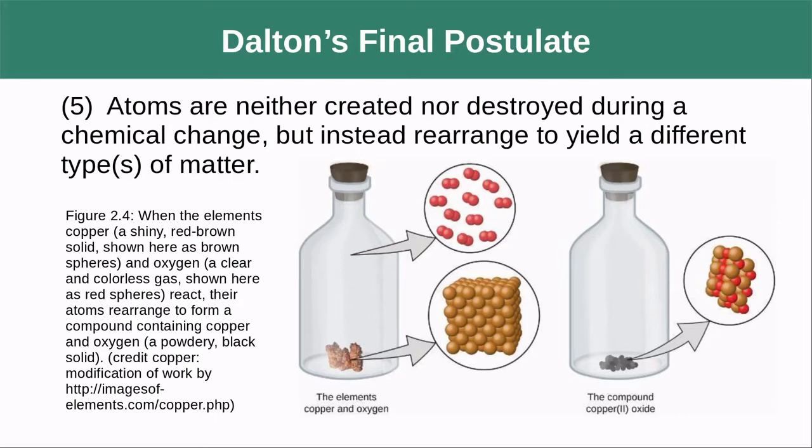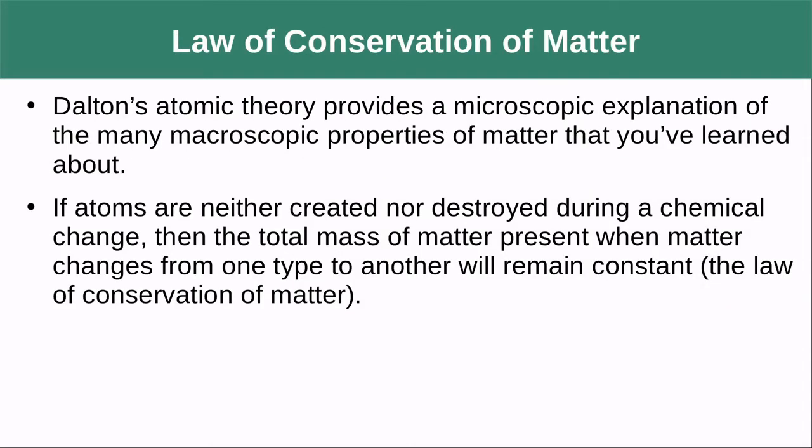The fifth postulate is that atoms are neither created nor destroyed during a chemical change, but they instead only rearrange to make different compounds. So Dalton's theory led to a very important conclusion here called the law of conservation of matter. If the atoms are neither created nor destroyed during a chemical change, then the total mass of matter present should remain the same. We should have the same mass of products as we had of the initial reactants.